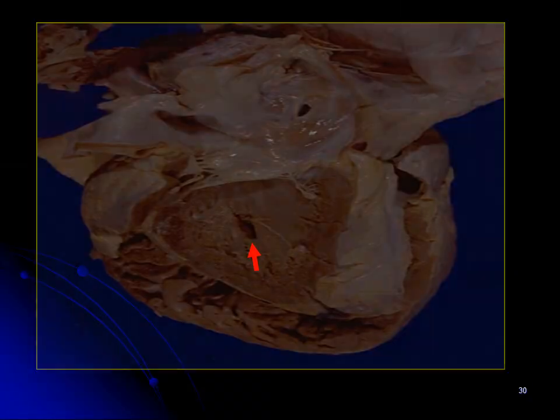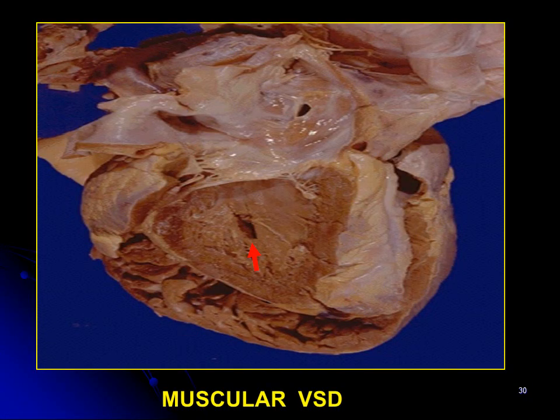This is a picture of a muscular ventricular septal defect. The defect is noted in the lower muscular portion of the ventricular septum. 50% of these cases regress spontaneously.